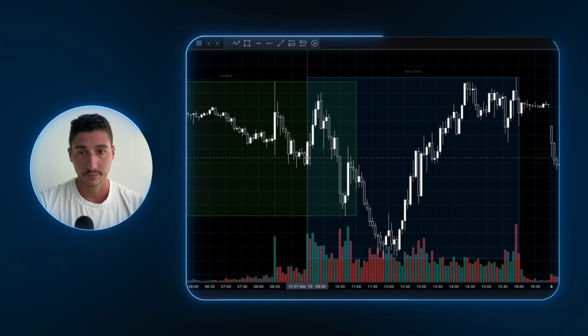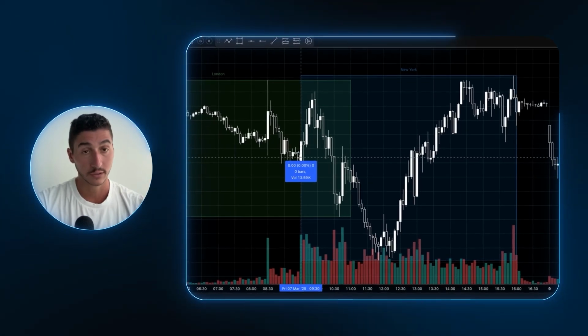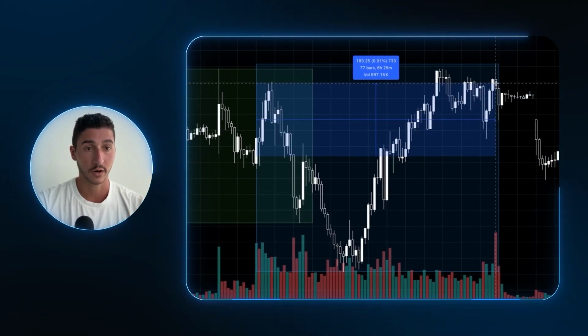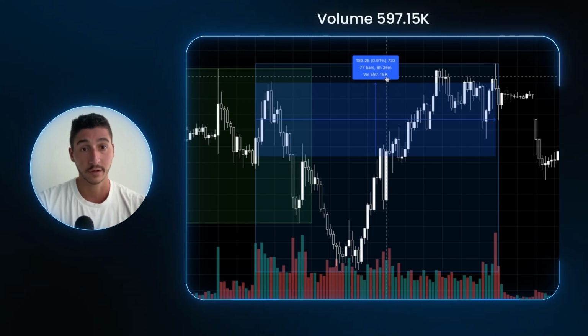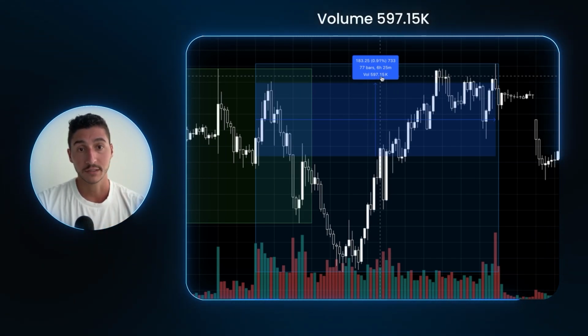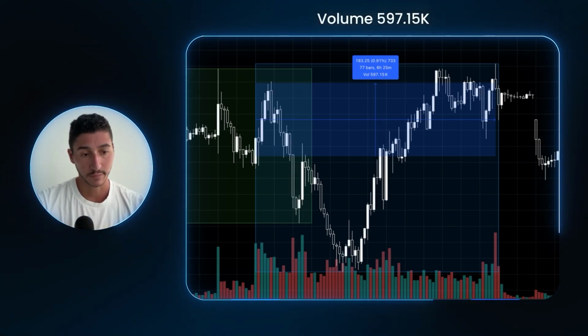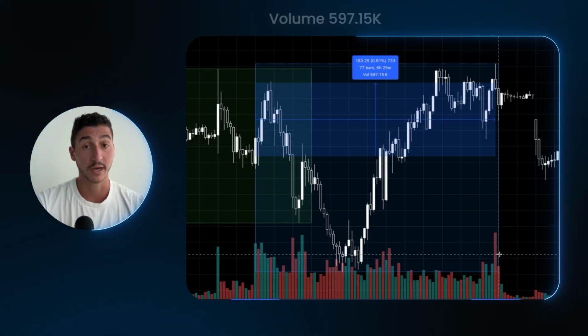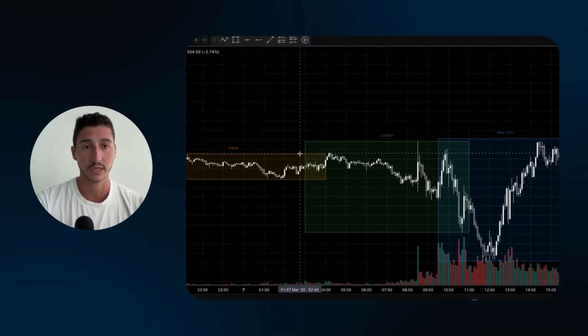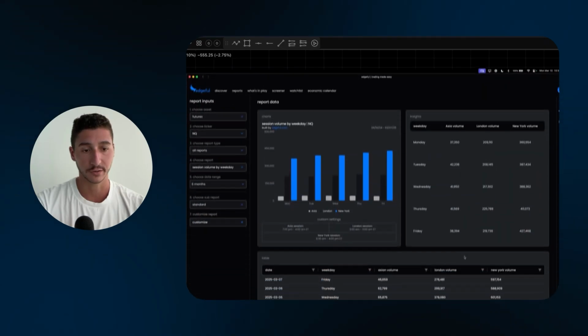Now what you're going to do here to see the volume that's being measured is go to your measuring tool. You're going to click on the first bar that starts the session, and then you're going to go to the bar that ends the session. You can see right here, volume 597.15. So this is how you can see exactly what's being measured here.